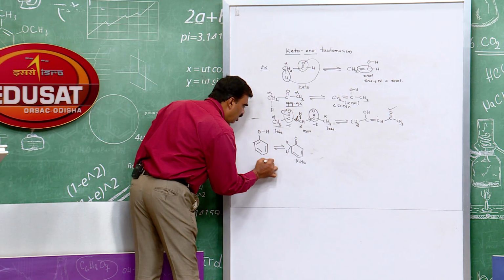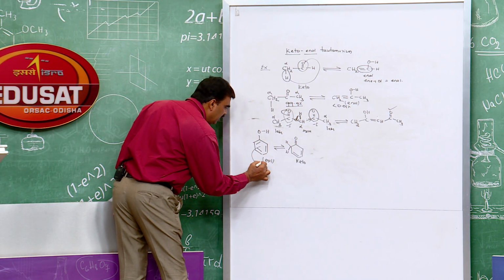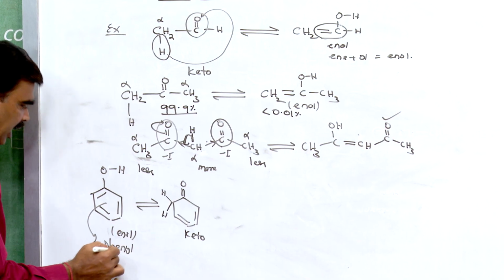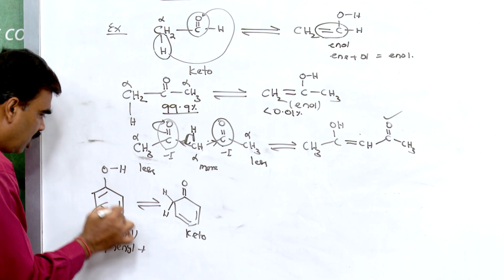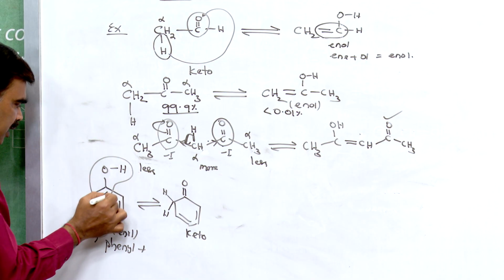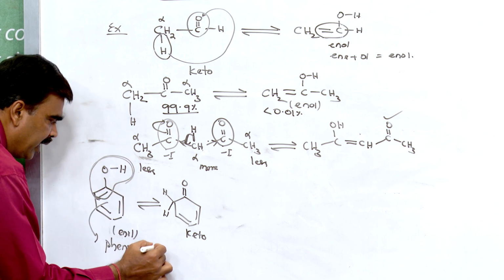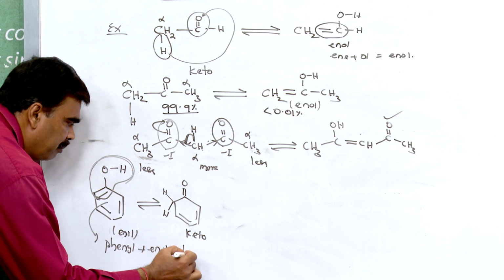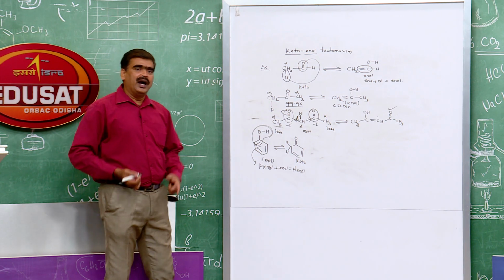So why is it called phenol? Do you know why it is called phenol? Because it contains a phenyl group, meaning a benzene group. It shows the properties of a benzene and enol. This is called enol. Phenyl plus enol equals phenol. It shows the properties of both the benzene phenyl group and the enol group.